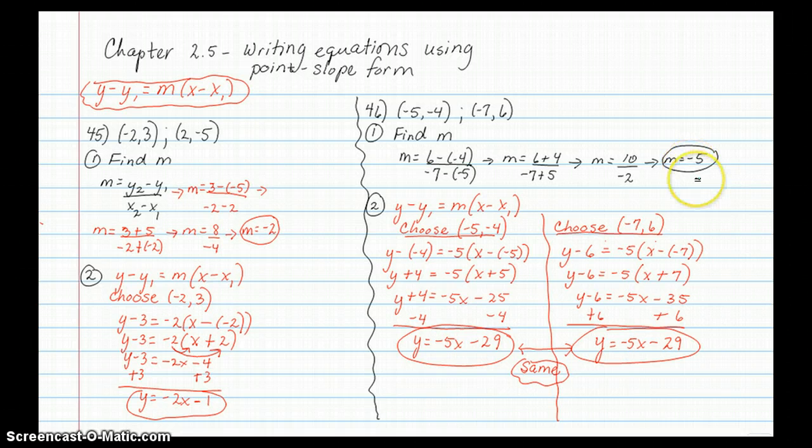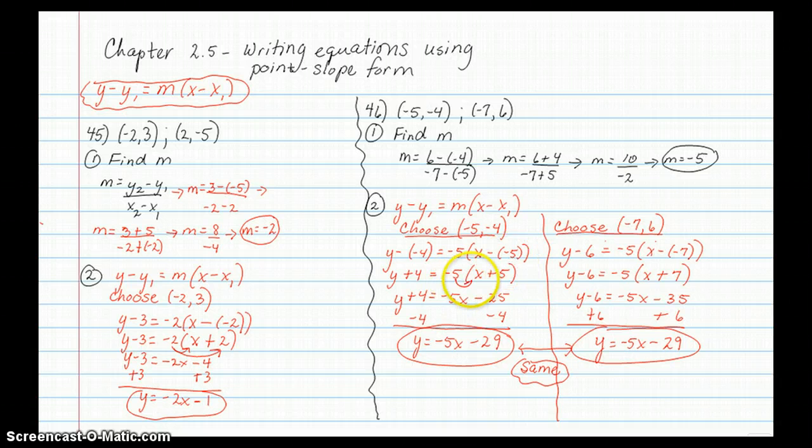Using the point-slope form of the equation, y minus y sub 1 equals m times, in parentheses, x minus x sub 1. I first chose negative 5, negative 4, and then I'm going to choose negative 7, 6, and you're going to see that the answers come out the same. So y minus y sub 1 is y minus negative 4 equals negative 5, which is our slope, times, in parentheses, x minus a negative 5. Using the additive inverse, it's y plus 4 equals negative 5 times x plus 5.